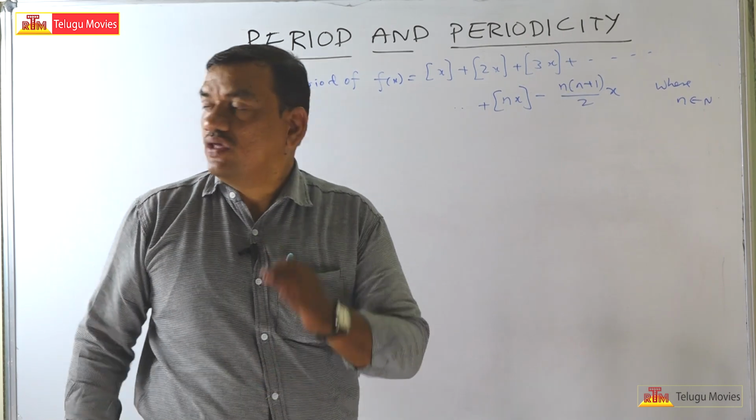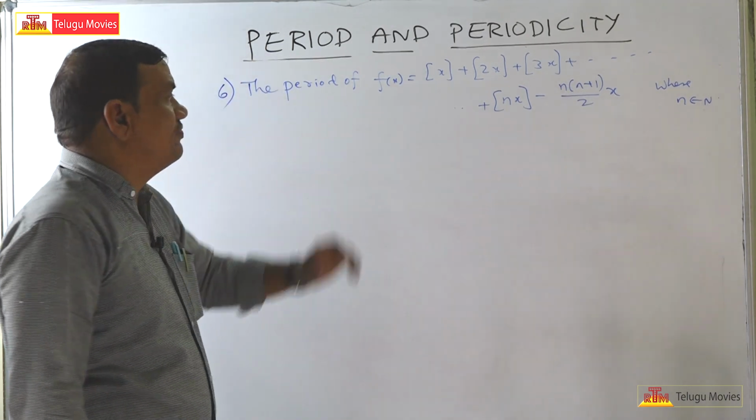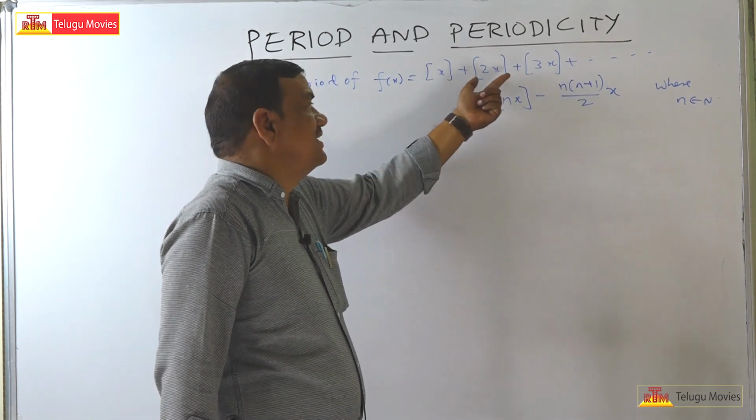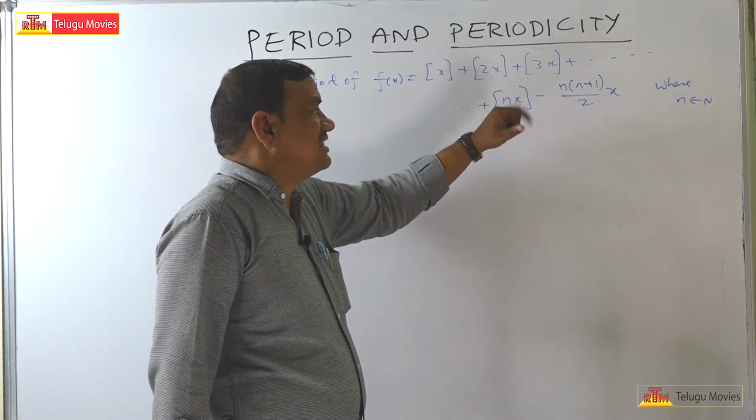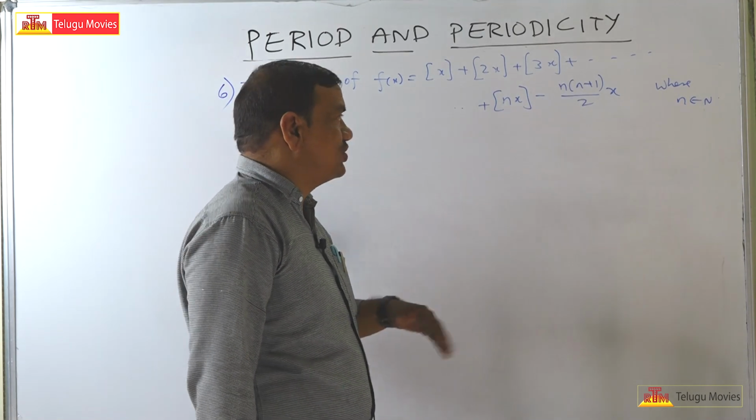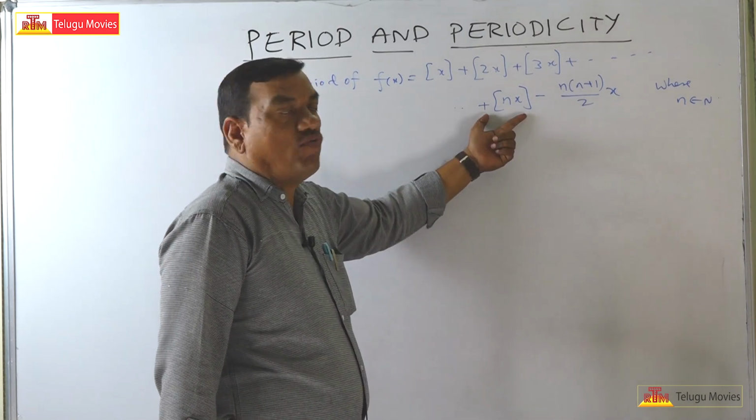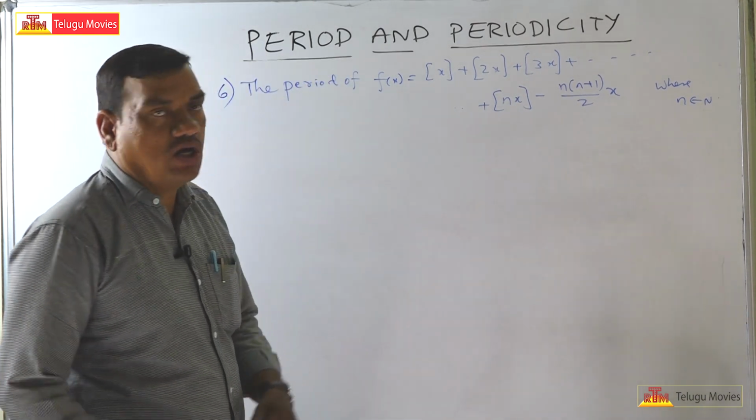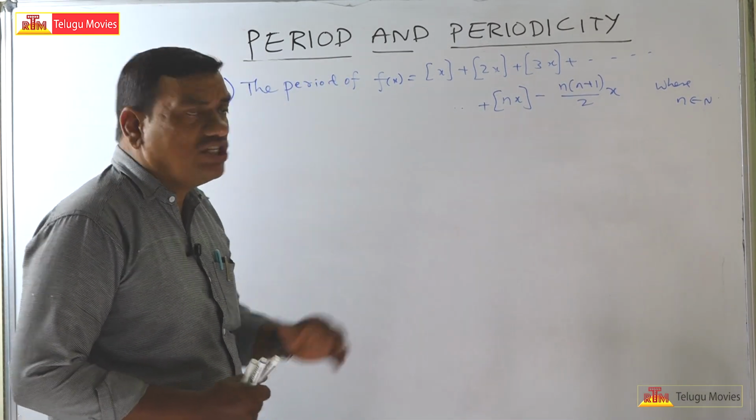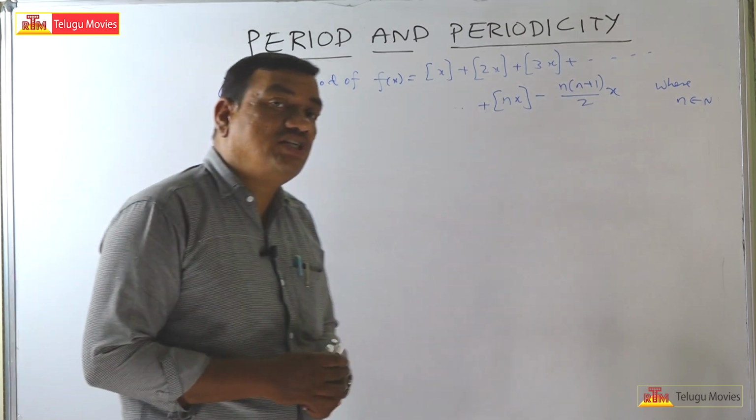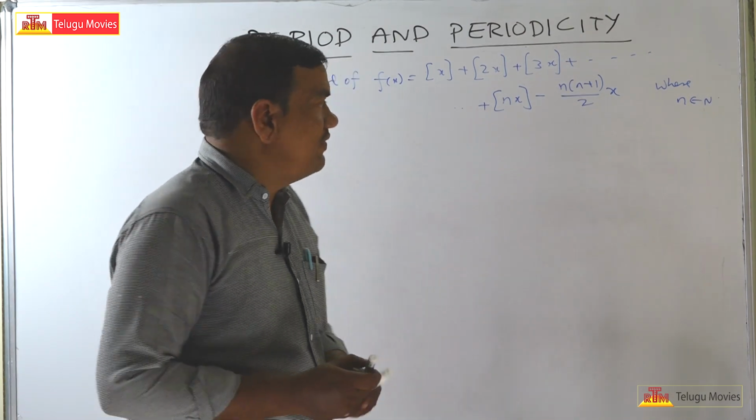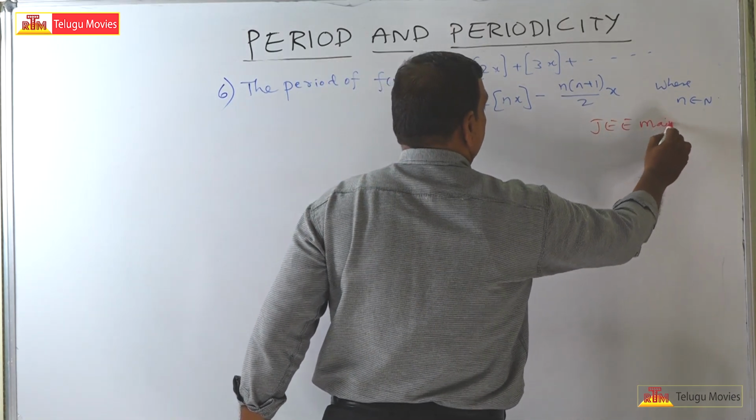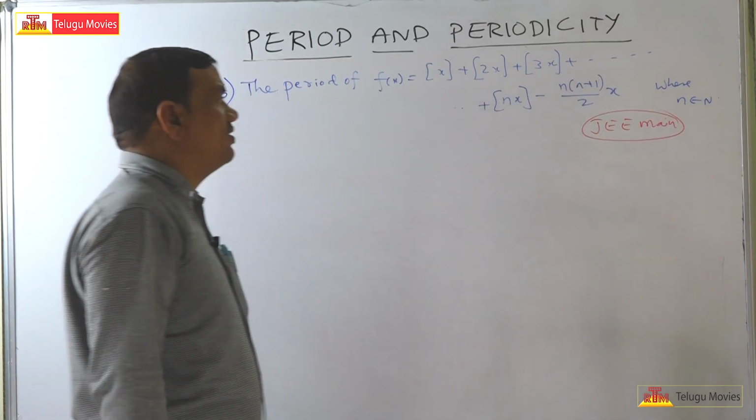We have to find out the period of the function given. f of x is equal to step of x plus step of 2x plus step of 3x, that means greatest integer function of 3x, and so on, step of nx minus n into n plus 1 by 2 of x, where n belongs to natural numbers. This type of problems will definitely be asked in the JEE Mains examination. Very important.